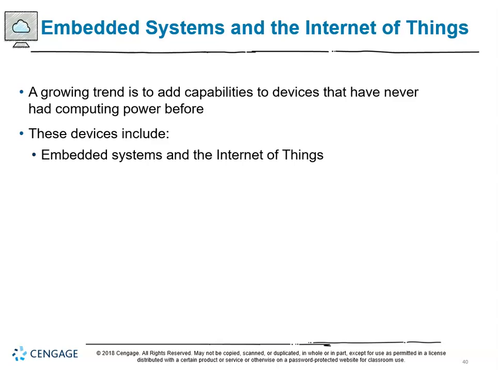Okay, lastly, we're going to look at embedded systems and the Internet of Things. So realize that this is a growing trend. We're probably in the first or second inning, if you will, of what's going to be happening going forward with the Internet of Things. What are we talking about when we talk about IoT or the Internet of Things? It's adding capabilities to devices that we wouldn't ordinarily think were connected to the Internet or had any kind of computing power associated with them.